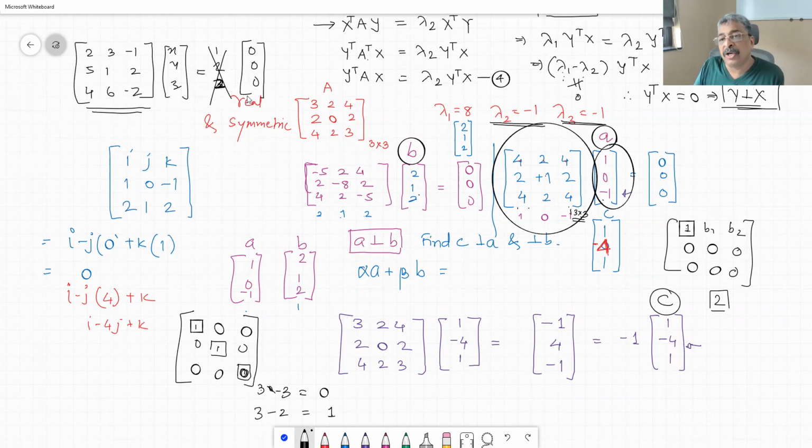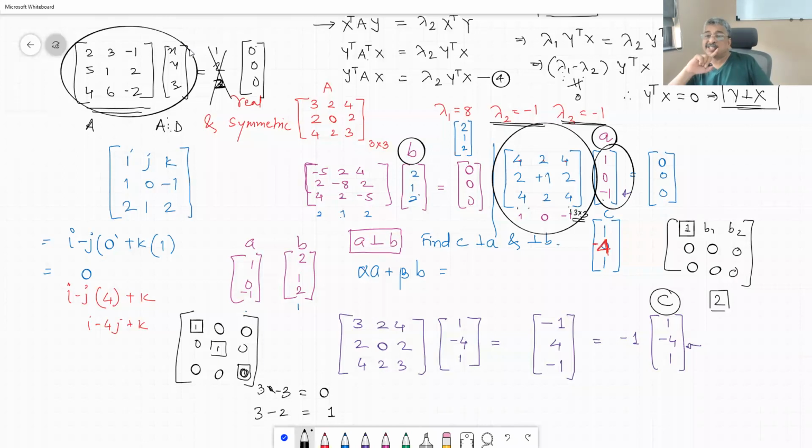So 0, 0, 0 will not change the rank of the augmented matrix. This is A, and we consider A augmented with D. So the rank of this matrix will not be changed because of these entries 0, 0, 0. They will be the same, and therefore you will be able to find out the dimension of the solution set for this system of linear equations. Okay. And that is what is called null space.